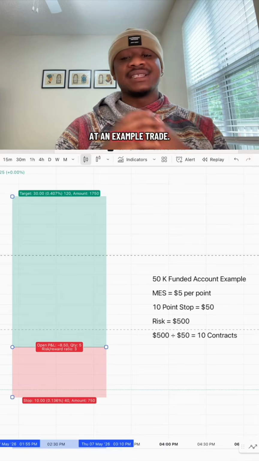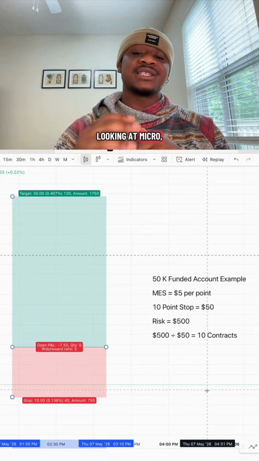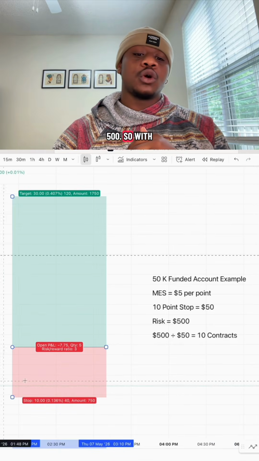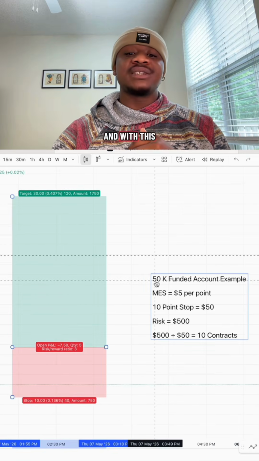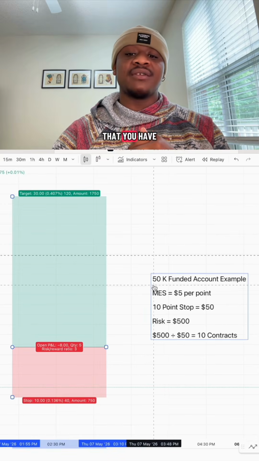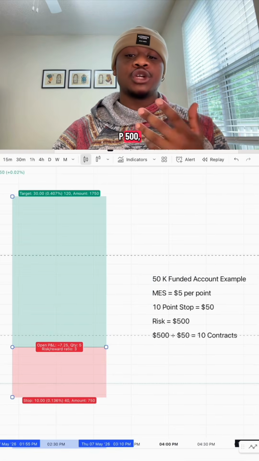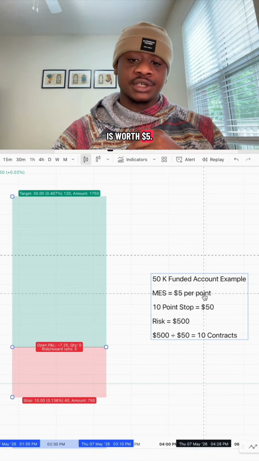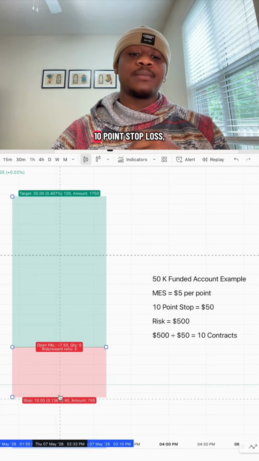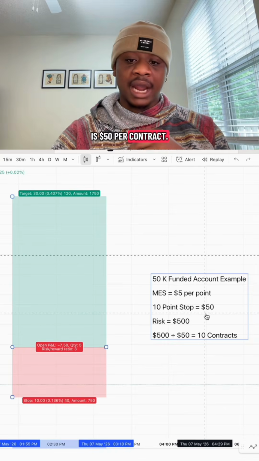Now, let's look at an example trade. So for this example trade, we're going to be looking at micro S&P 500. We have a 10-point stop loss. And with this example trade, we're also assuming that you have a 50K funded account. So with the micro S&P 500, every point, whether it's up or down, is worth $5. So with a 10-point stop loss, that is $50 per contract.